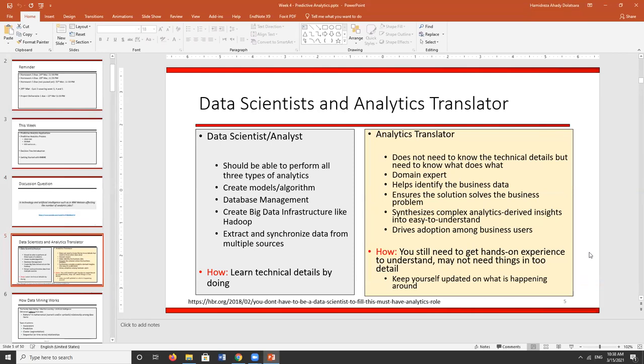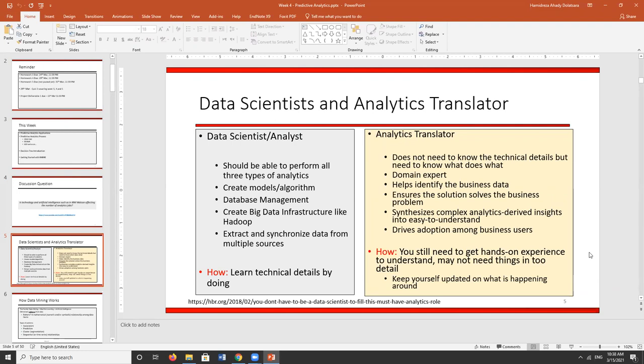But data scientists or data analysts, which somehow you are on the left side, especially if your major is data analytics, on top of that, they need some other knowledge like data management knowledge, like databases or big data infrastructure, how to handle those data. And also at the PhD level, they learn some of the mathematics behind that.